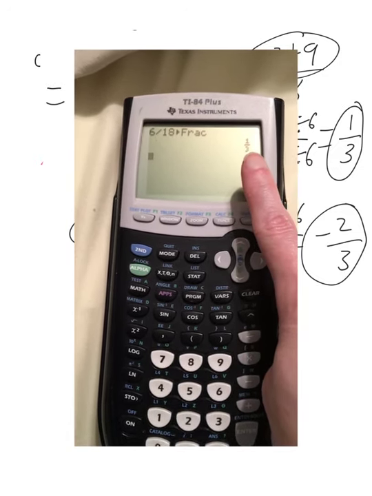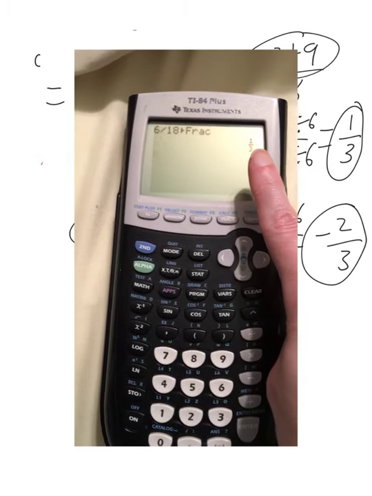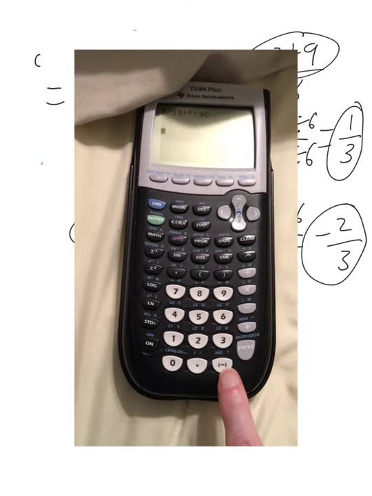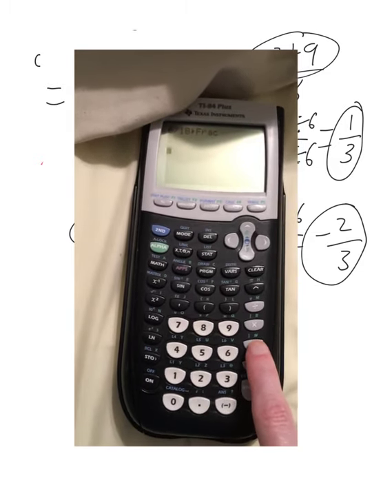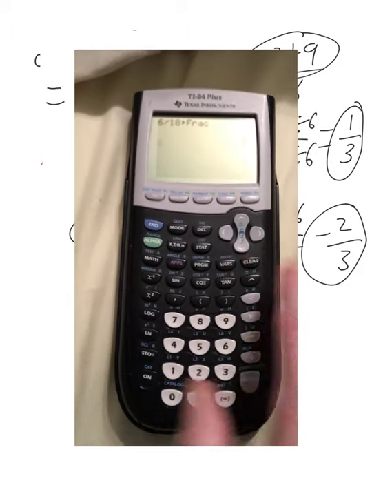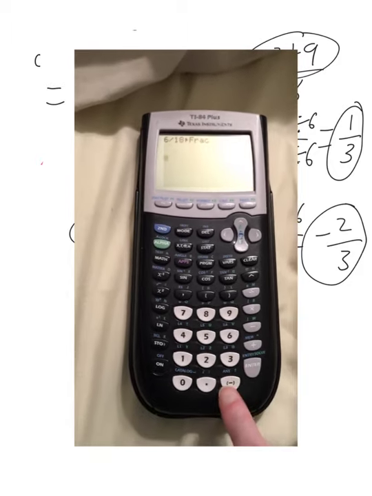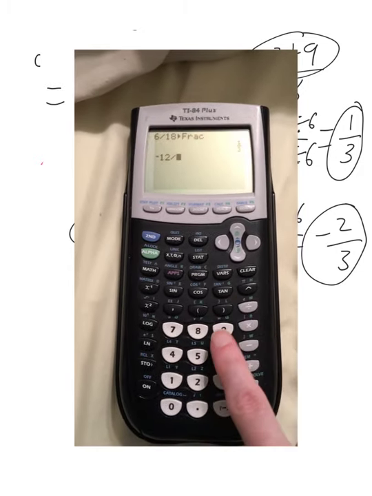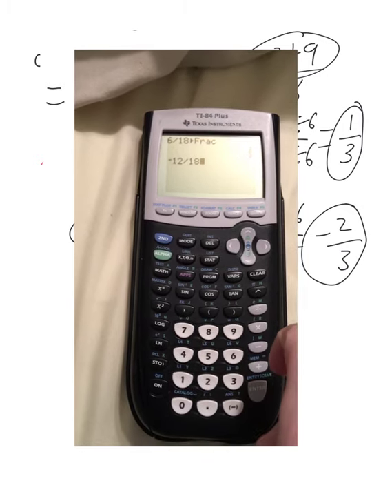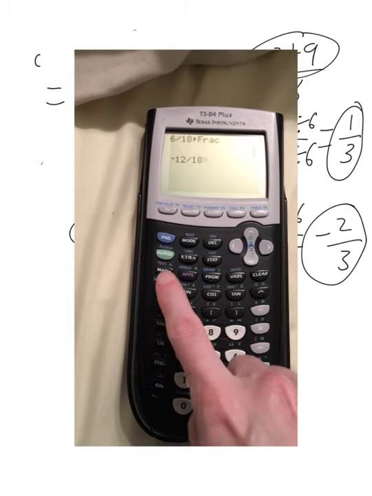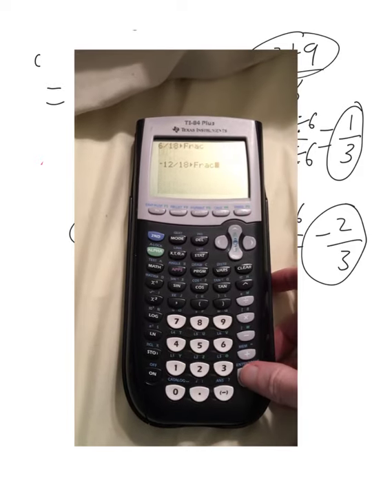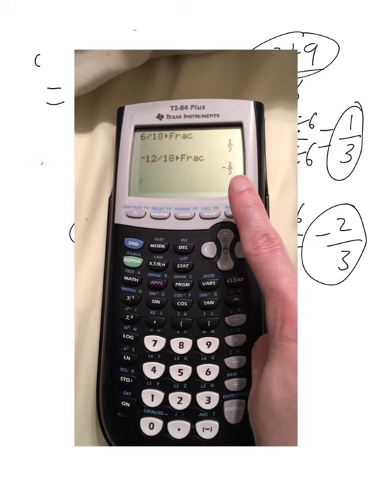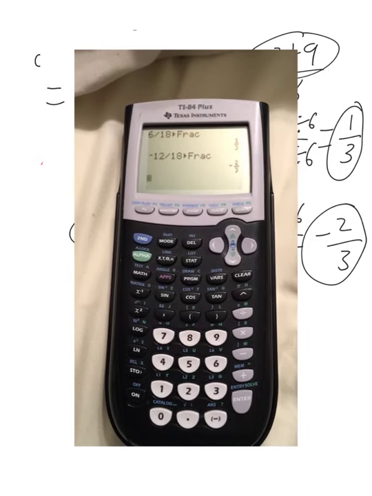Let's try the other fraction, which was negative 12/18. If it's a negative number, I'm going to use the negative sign on the bottom row, not the subtraction symbol. If you do it wrong, the calculator is going to say error. So here's the negative sign on the bottom of the calculator. 12 divided by 18. And just think math button, enter twice. So math button, Frac, enter, and then enter a second time. Math, enter, enter. Negative 2/3 is what that fraction reduces to.